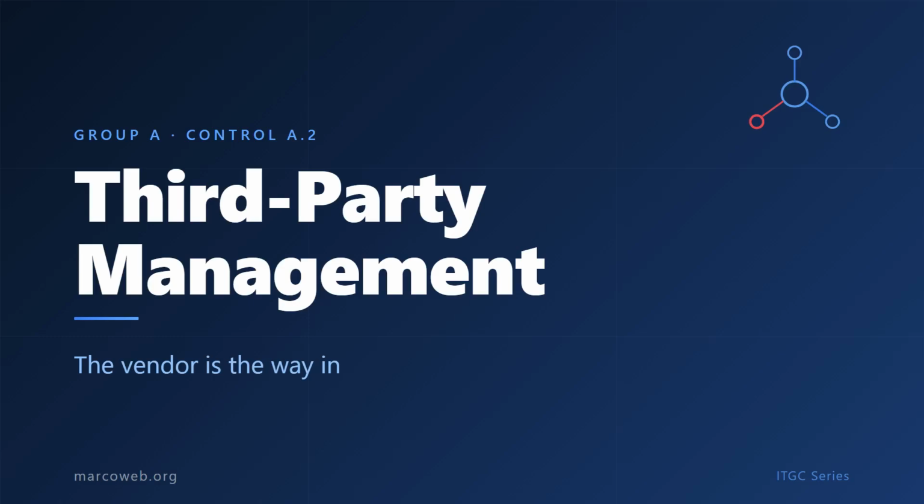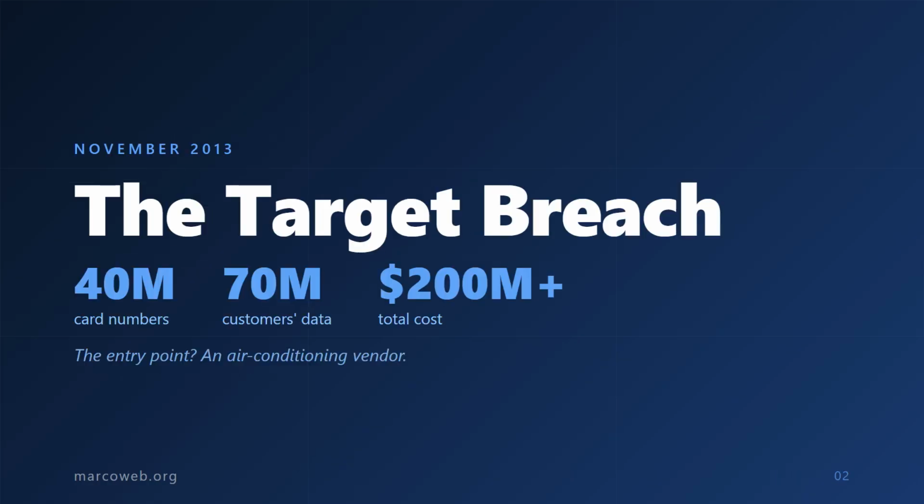Third-party management is Control A.2 in the ITGC framework. It exists because attackers don't always break down your front door. Sometimes they enter through a vendor. The Target breach is the clearest example of why this control matters.